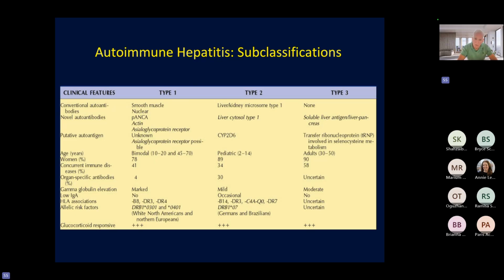Type 1 has a bimodal presentation, either in the second decade of life or in the fourth or fifth or sixth decade of life. And again, you see here the putative autoantigens, the prevalence of concurrent immune diseases, and the other characteristics that we've all talked about.